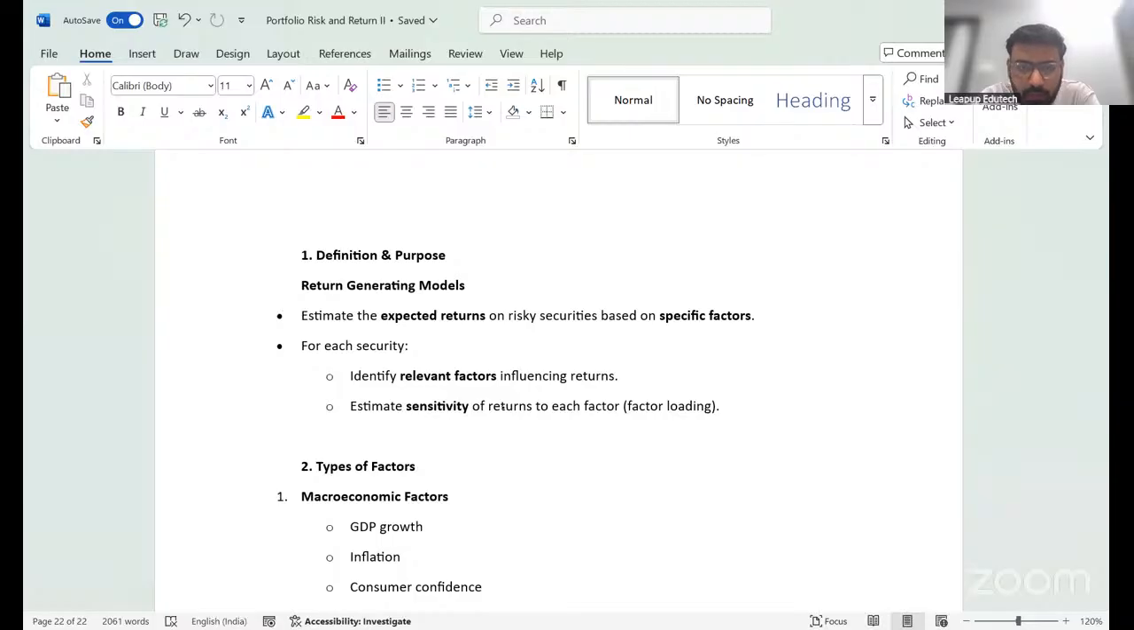Let us understand, what do you mean by return generating models? What do you mean by what? Return generating models. Sir, what are return generating models? They explain the sources of return. Meaning, my security is earning 12% return. What are the sources of this return? What is the reason for this return?